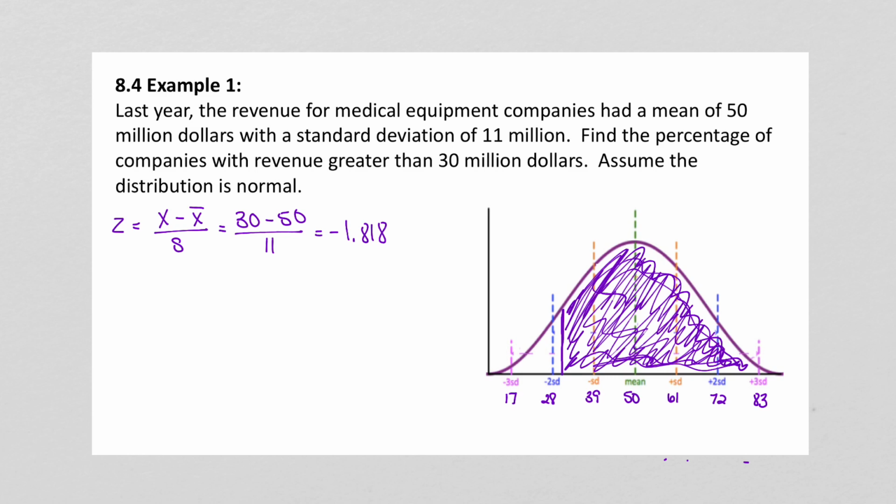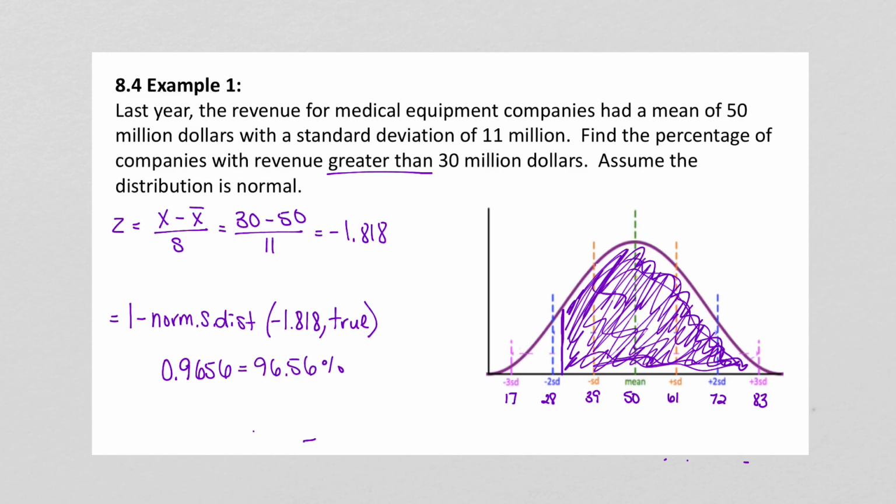Now, I'm not going to go over to Excel and do this right now, but all you have to do is enter this into Excel: equals, and then for greater than, we have to do 1 minus. If you don't do 1 minus, it's going to find less than. Naturally, when we use this formula, it will find less than. We have to do 1 minus to get greater. So 1 minus norm.s.dist, and then we plug in our z-score, negative 1.818, comma, the word true. And that tells us, as a decimal, the area to the right of that z-score is 0.9656. So as a percent, 96.56% of the companies have a revenue greater than $30 million.